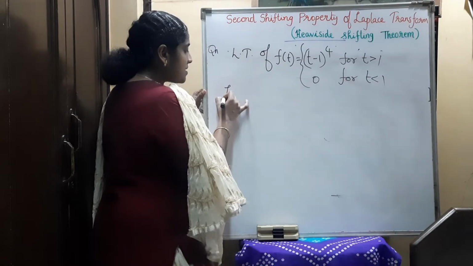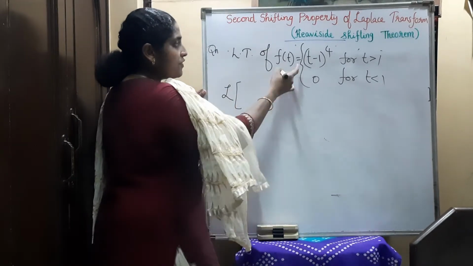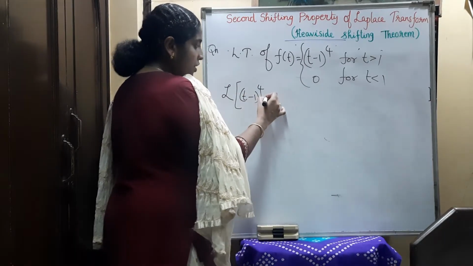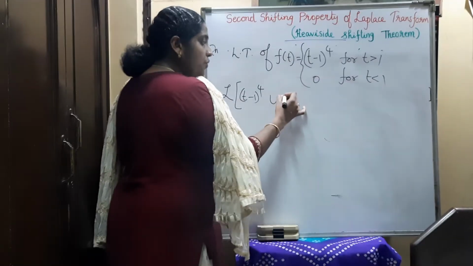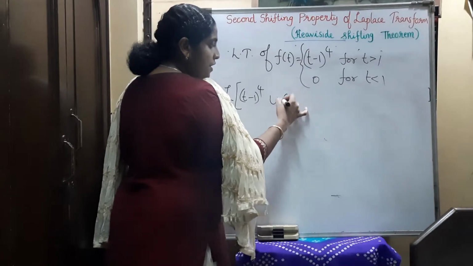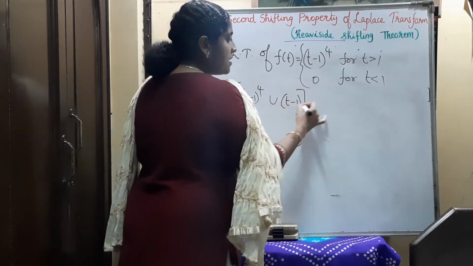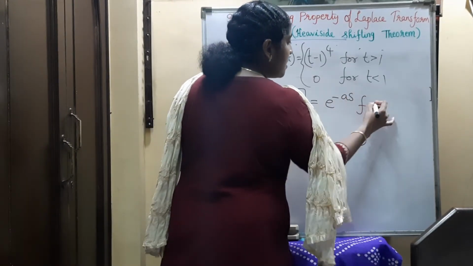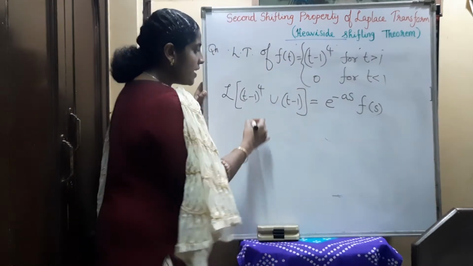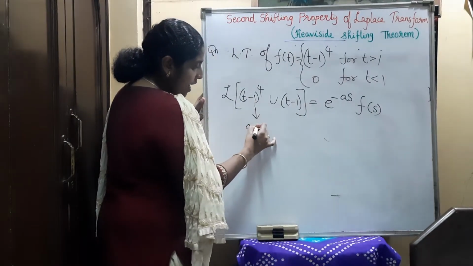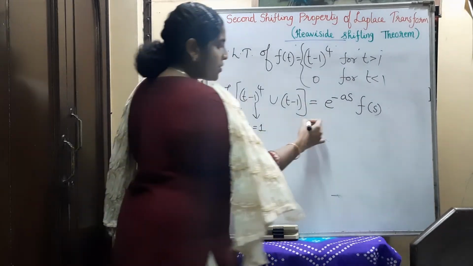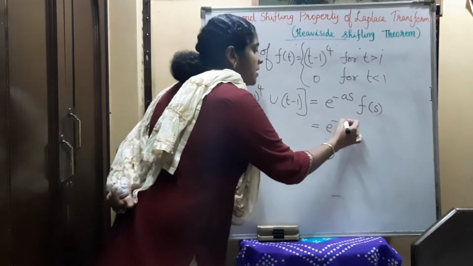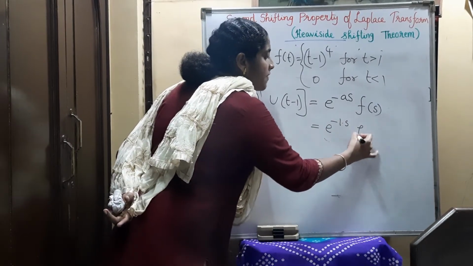So what will be the Laplace transform? The Laplace transform of this function (t − 1)^4 times the unit step function u(t − 1) is equal to, what is the answer? e raised to minus as F(s). What is the a value here? The a value is equal to 1. So this will become e^(−1·s) F(s). What is F(s)?